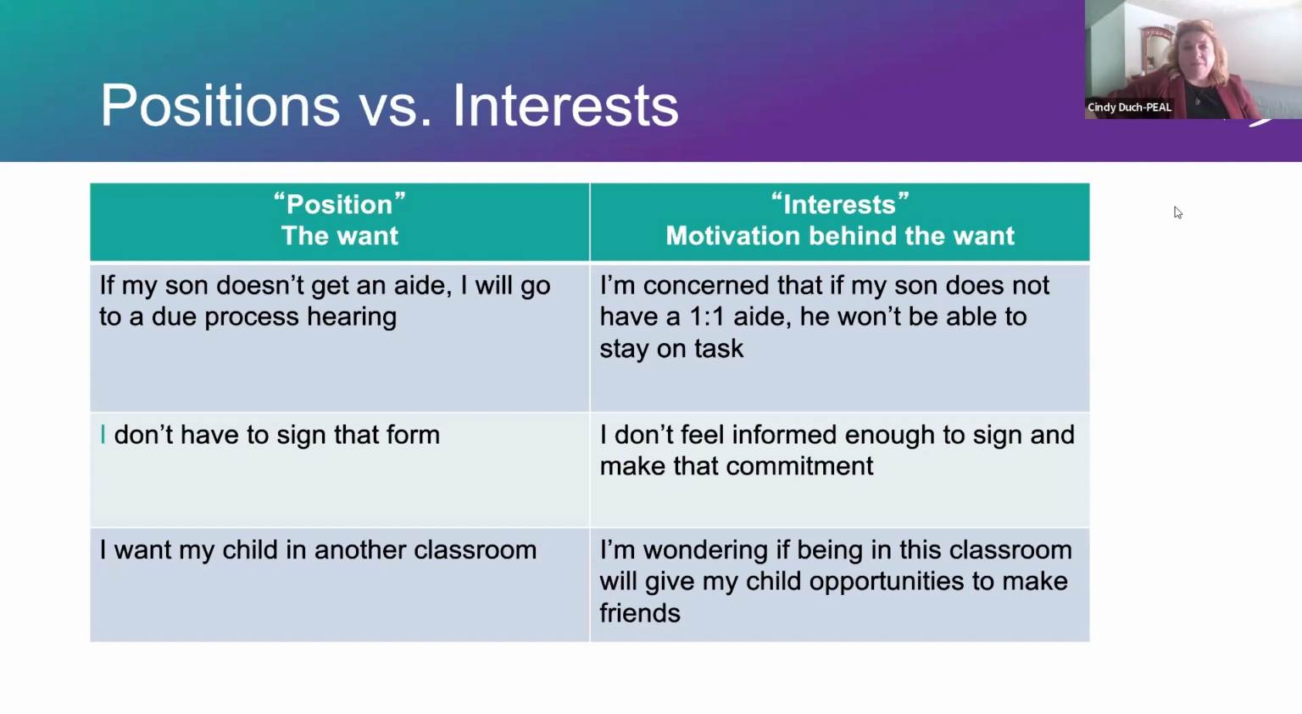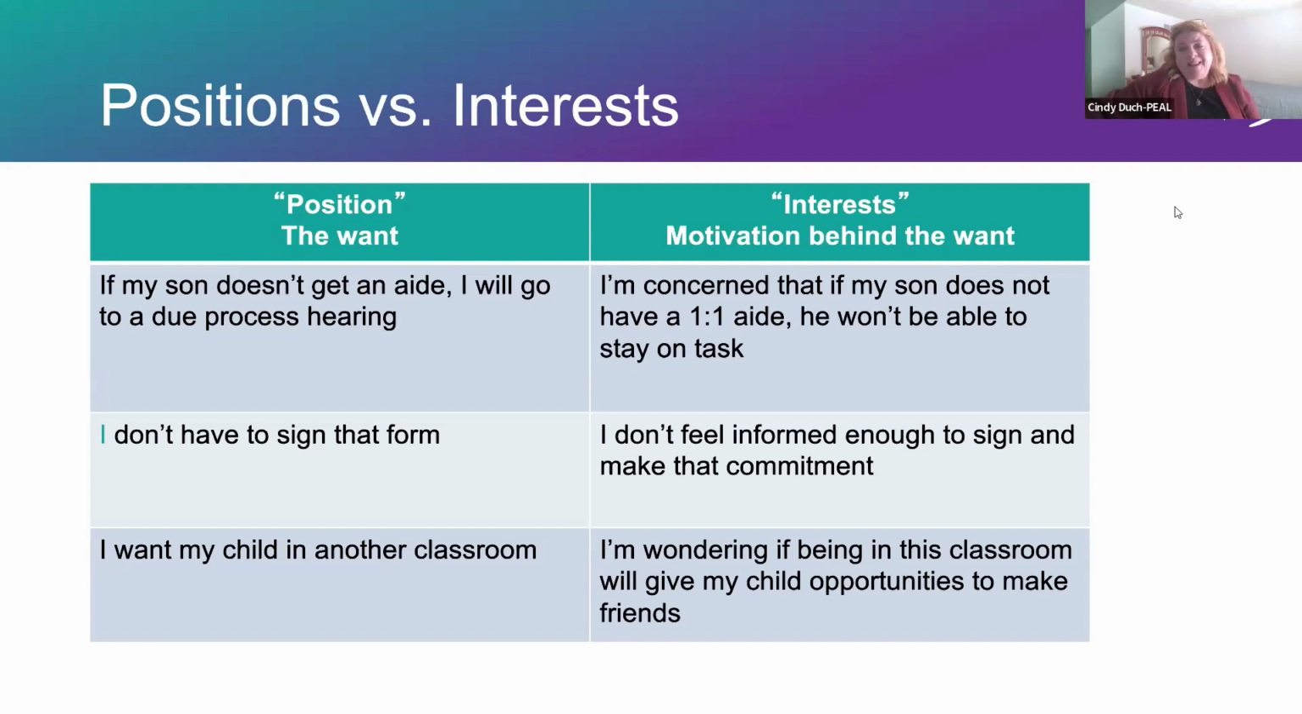Another position might be, I'm not going to sign that form. So why don't you feel comfortable signing a form? Do you have to ask a question about what the form really means? For example, in an IEP meeting, when you sign an attendance sheet, all that means is that you were there. It doesn't necessarily mean that you're agreeing to anything. It just means you were there.